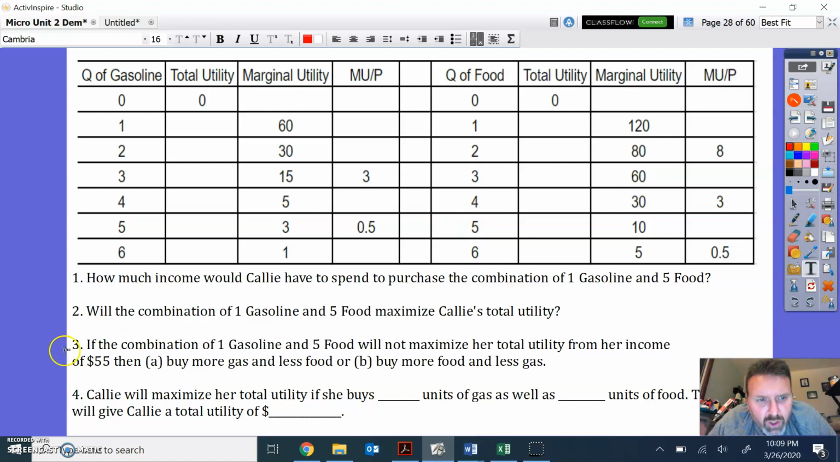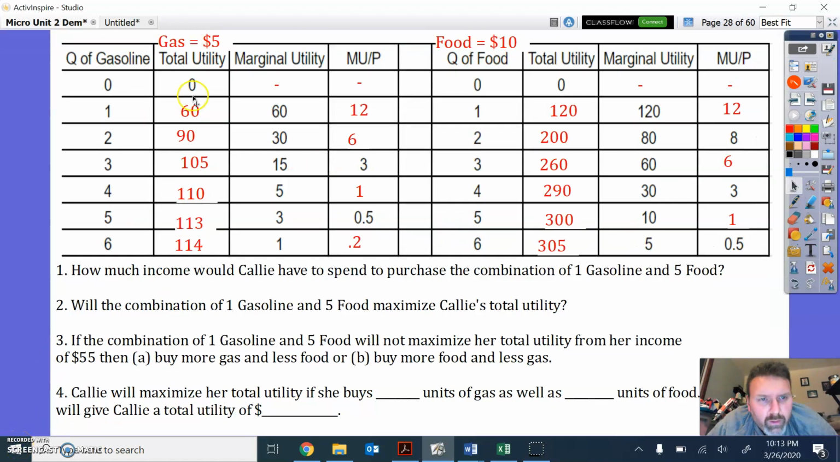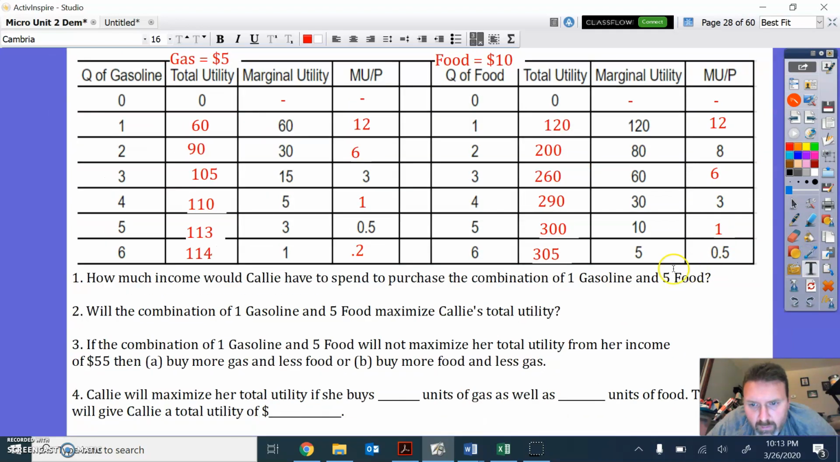Let's see if we can fill in a chart again. 3, 2, 1. All right, so where are we here? Okay, there's the total utility filled out. There's the MU over P filled out. There's total utility filled out. There's the MU over P filled out. So how much income would Callie have to spend to buy 1 gas and 5 food? Well, 1 gas is 5 and 5 food is 10 times 5 is 50, so we know that's $55, right?